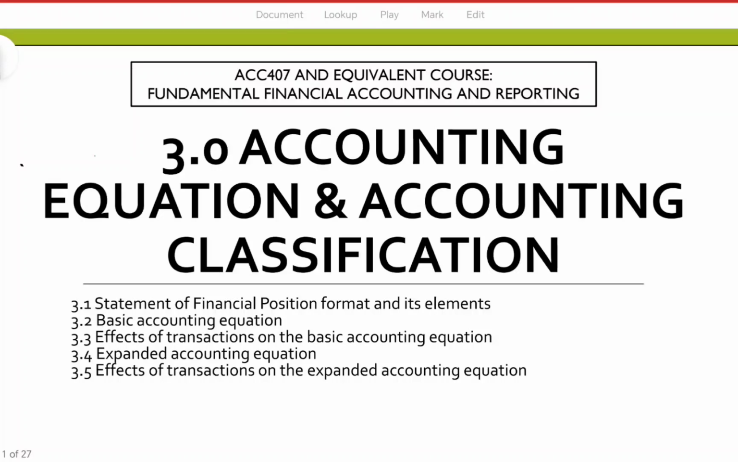Okay, so the title for topic 3 is Accounting Equation and Accounting Classification. Under this topic 3, there are 5 subtopics. Number 1, Statement of Financial Position Format and its Elements. Number 2, Basic Accounting Equation. Number 3, Effects of Transactions on the Basic Accounting Equation. Number 4, Expanded Accounting Equation. And number 5, Effects of Transaction on the Expanded Accounting Equation.